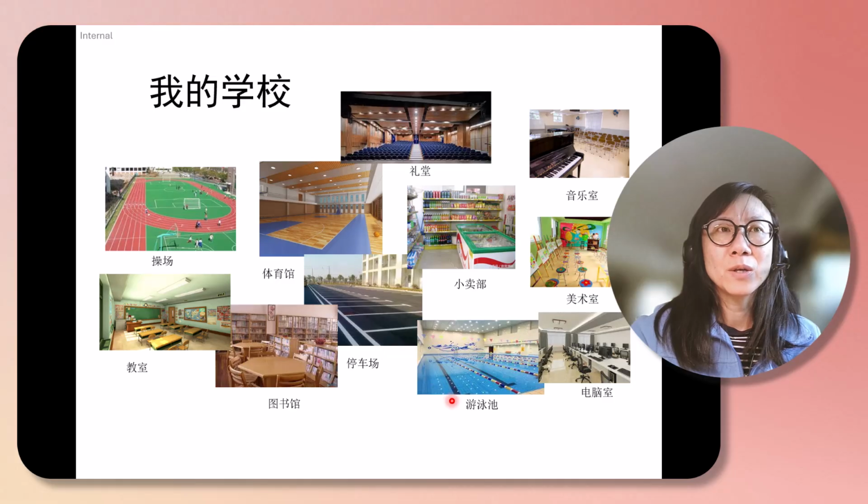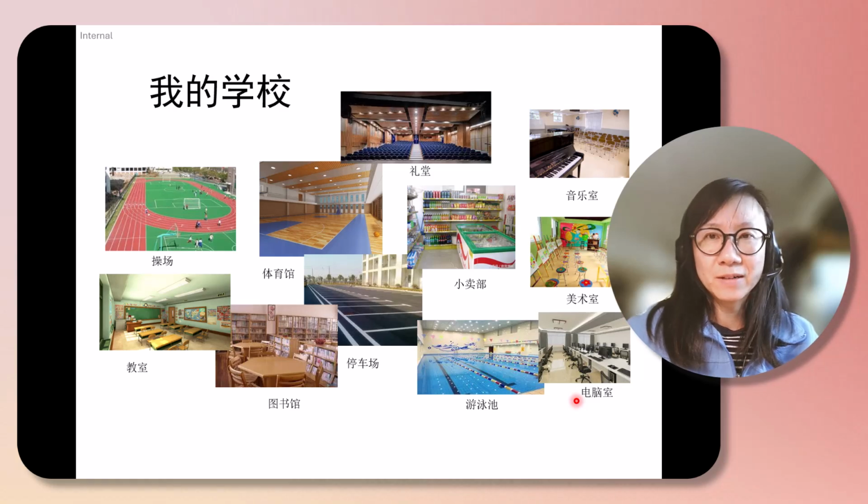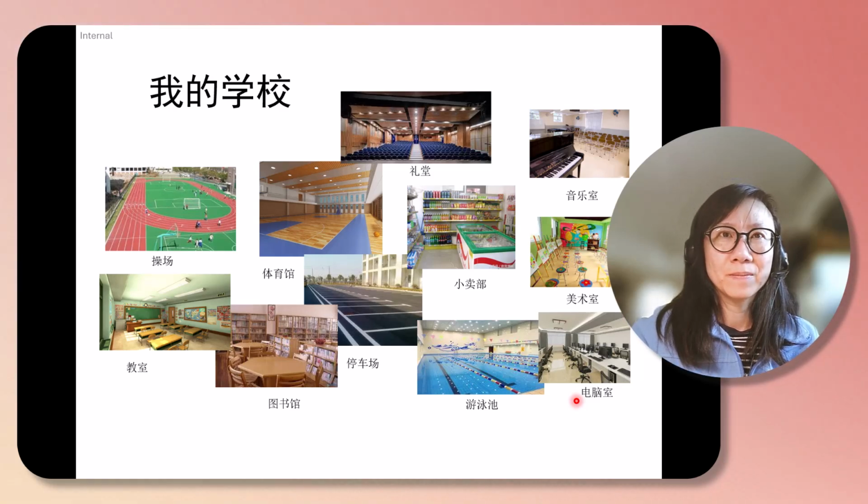And this one is 游泳池. And also 音乐室. And this one is 美术室. And the last one is 电脑室. Alright, let's do it again. And this time we're going to try that in a more random order.